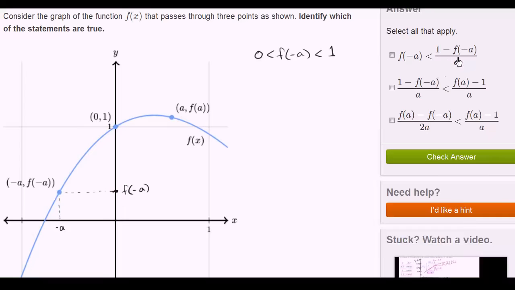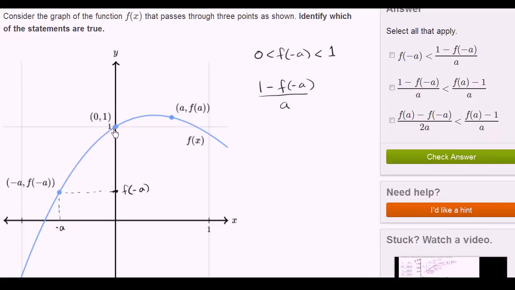Now let's look at this crazy statement. 1 minus f of negative a over a. What is this? Well, let's think about what happens if we take the secant line, if we try to find the slope of the secant line between this point and this point. Or if we wanted to find the average rate of change between the point negative a, f of negative a, and the point 0, 1.